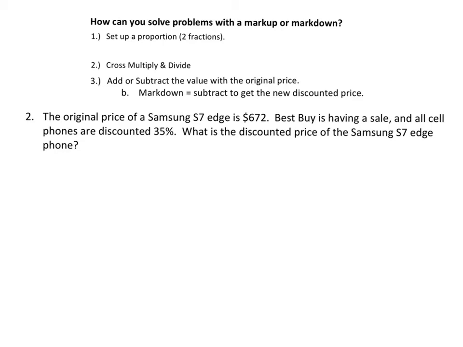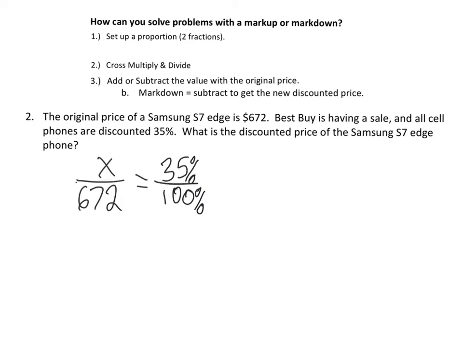So the first thing we need to do is set up our proportion, which is those two fractions. We have our original price down here on the bottom. We always have our 100% in this bottom right, and the percentage that's given in the top right. And then we have our X over here. So now we're going to cross multiply.